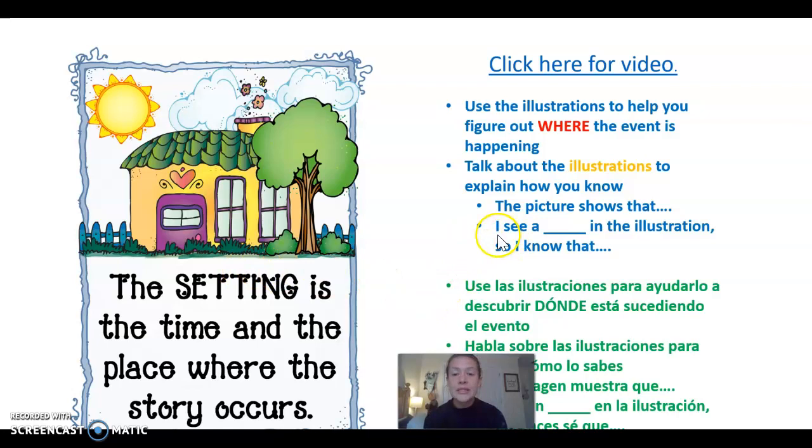Or you can say, I see a blank in the illustration, so I know that. So maybe I'm going to say, I see flowers in the illustration, so I know that it's not winter. Or I see a house in the illustration, so I know that someone lives there. So we're going to explain how we know from the illustrations where and when our story is taking place. Can you do that with me? The setting is where and when the story takes place.